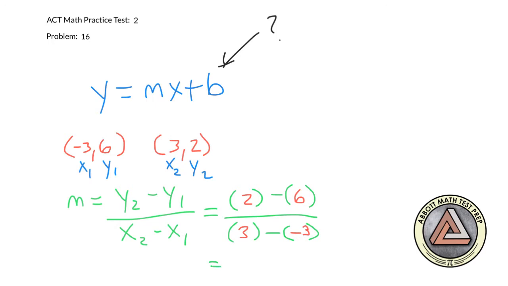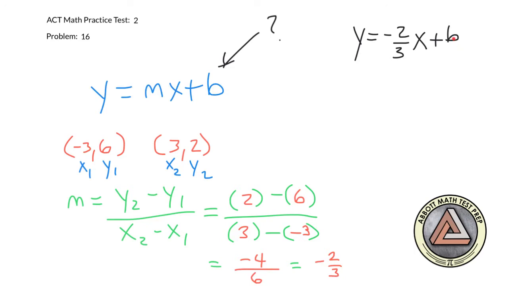So this would turn into 2 minus 6 is -4, and 3 minus -3 is really 3 plus 3, which is 6, and that most definitely reduces even further to -2/3. So we have our slope now, -2/3. So what I'm going to do is rewrite the line up here with the information that we've gathered. And we have y equals -2/3 x, don't forget the x, plus b.